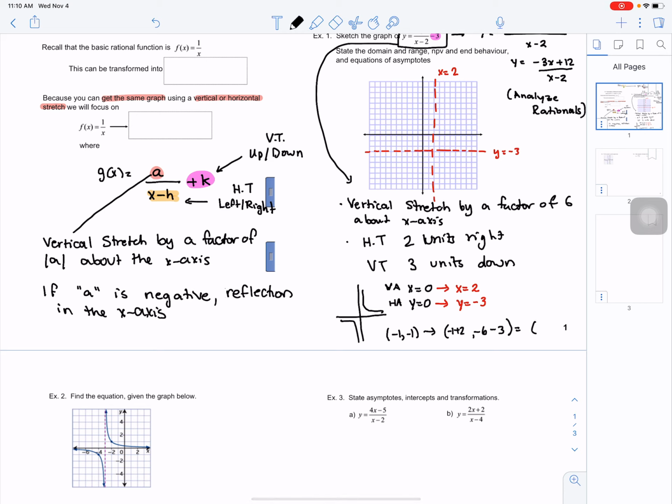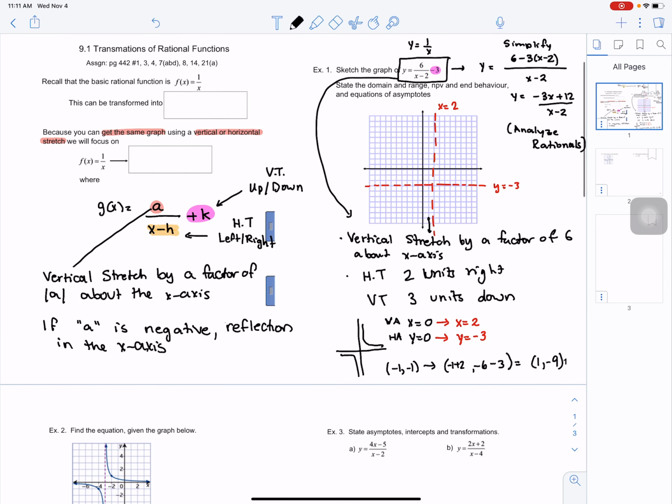And that would be the new coordinate 1 and -9. So when x is 1, 4, 5, 6, 7, 8, 9. So we kind of know my branch is going to go towards that vertical asymptote, go through the point, and get towards my horizontal asymptote. We know that's what the branch looks like.